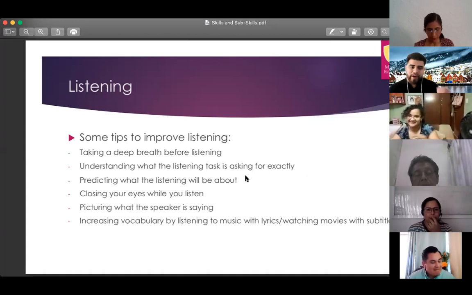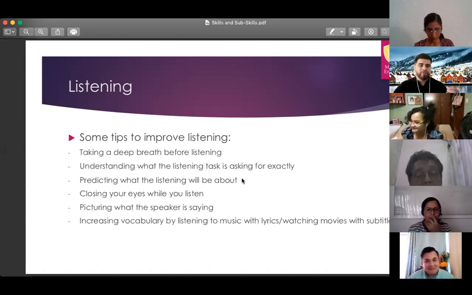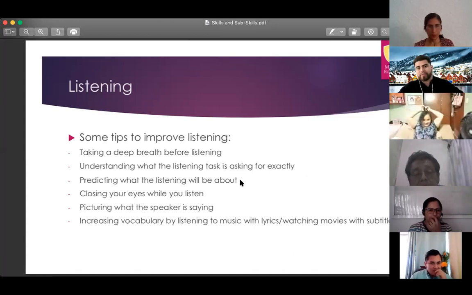And of course, if you have pictures in the book, then you can predict what the listening will be about. That will help you so much. That will make you an active listener because you are participating in the listening.